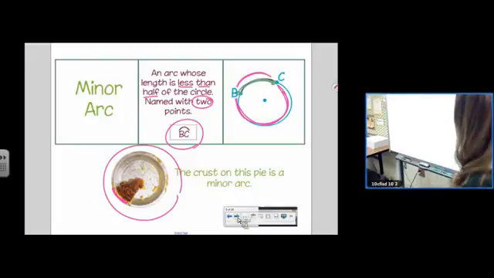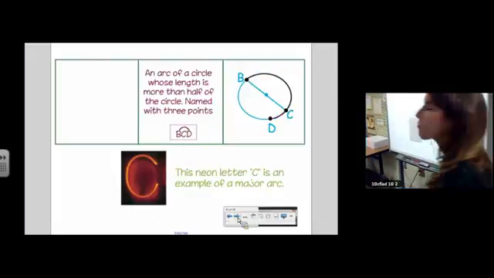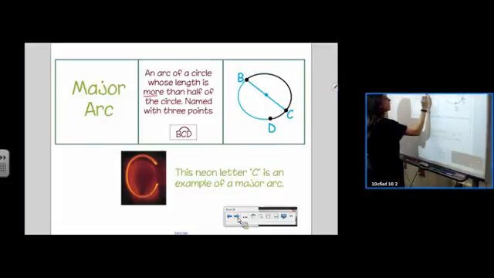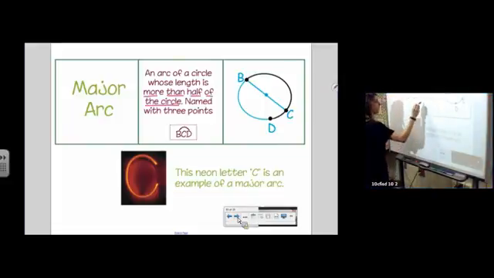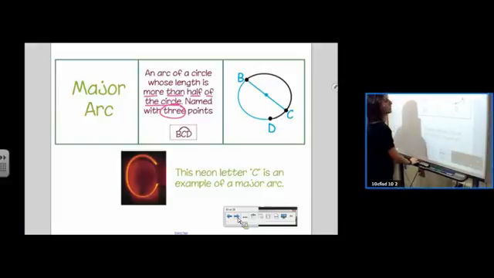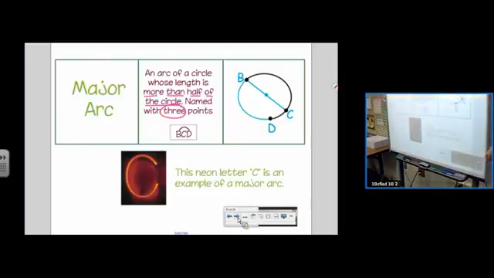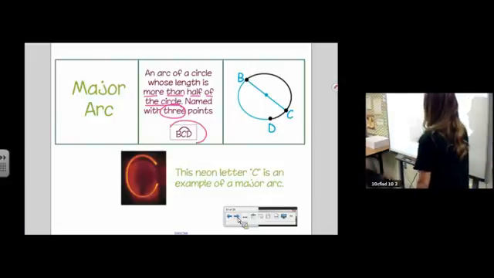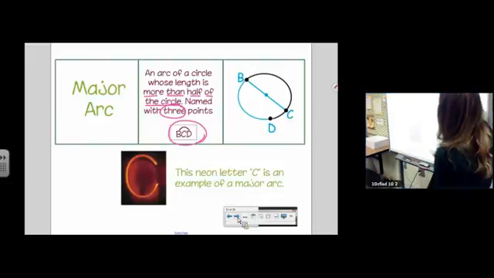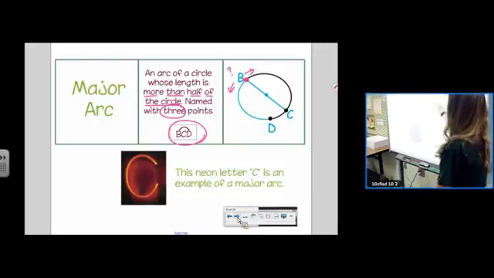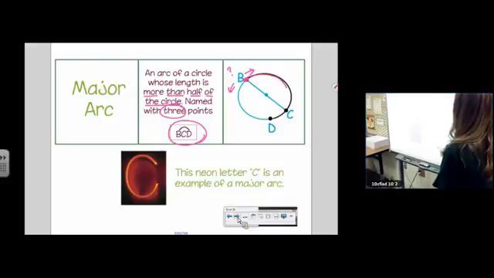Okay, the opposite of minor, we talked about this, is of course major arc. An arc of a circle whose length is more than half of the circle. We name it with 3 points. So when you're trying to highlight the arc or shade it, you go in the order that the notation tells you to go. So you start at B. Which way do I go? Well, I have to go to C next. So I know I have to go this way. B, go through C and end at D.